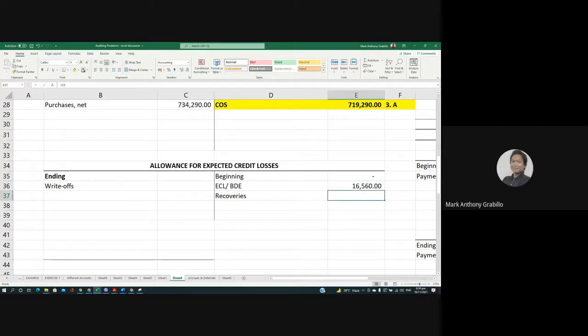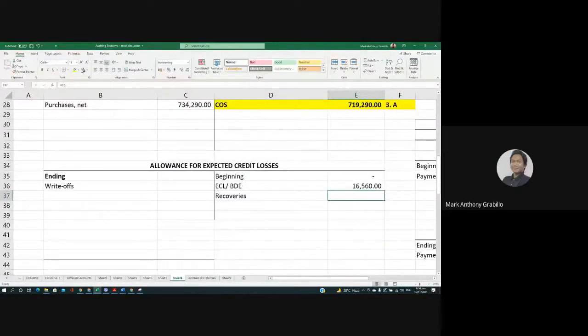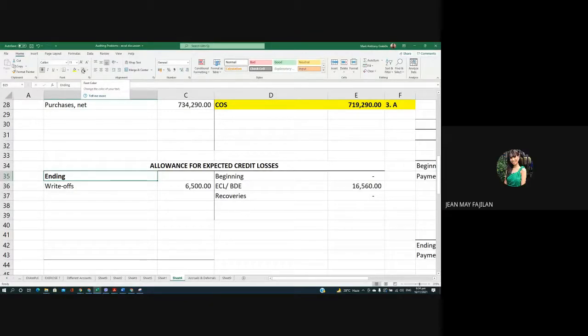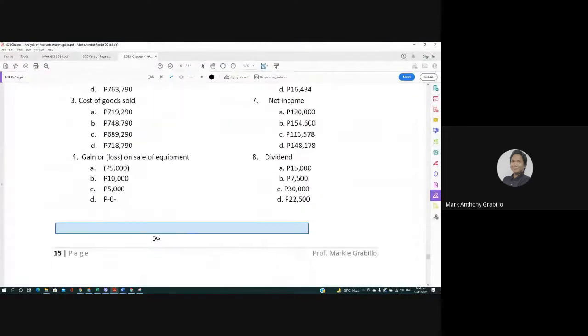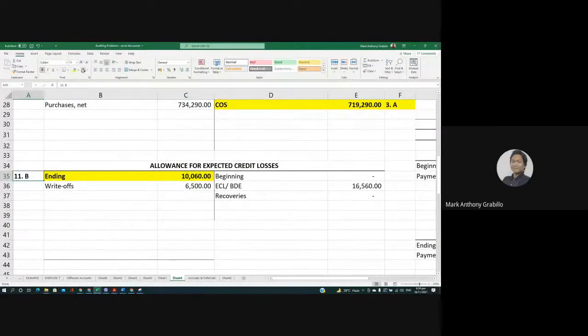Are there recoveries? Oh, none. It's a write-off. So the recoveries are 0 as well. The write-off is 6,500. Can we now compute the ending balance? Yes. How much? 10,060. Is there 10,060 among the choices? Letter B. So number 11 is letter B, 10,060.